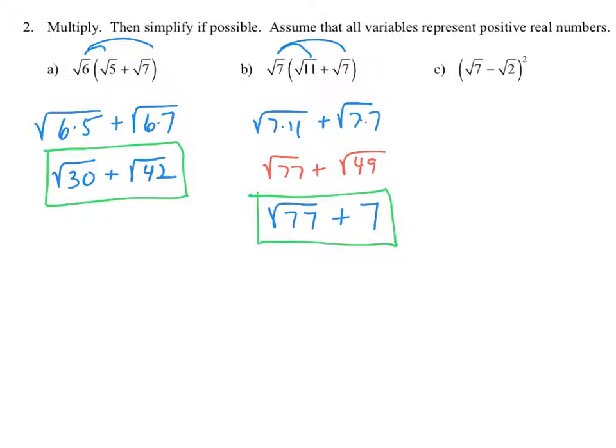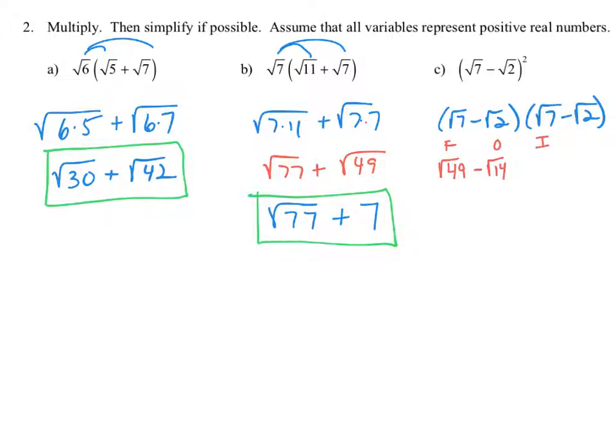In example C, we want to square the entire quantity. So we can think of it as multiplying a binomial times a binomial, the square root of 7 minus the square root of 2 times the square root of 7 minus the square root of 2. And then we can use first, outer, inner, last, where the first is the square root of 7 times the square root of 7, which is the square root of 49. That's our first. Our outer is the square root of 7 times the square root of 2 with a negative, so it's going to be minus the square root of 14.